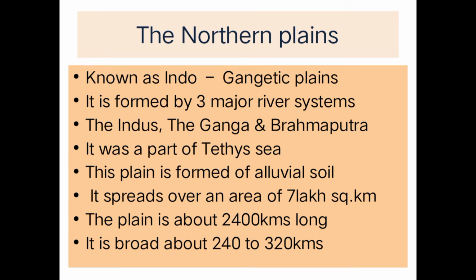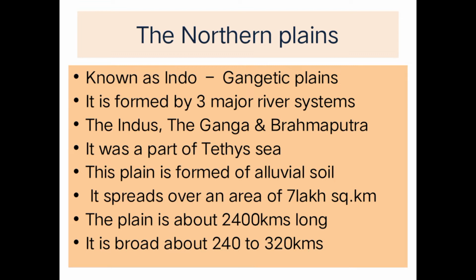Just below the Sivalik, we have the northern plains. They are known as the Indo-Gangetic Plains. It is called the granary of India because it supports agriculture, with the fine alluvium brought by the three main river systems, the Indus, the Ganga or the Ganges, and the Brahmaputra. They bring the alluvium and deposit it at the foot of the Himalayas.